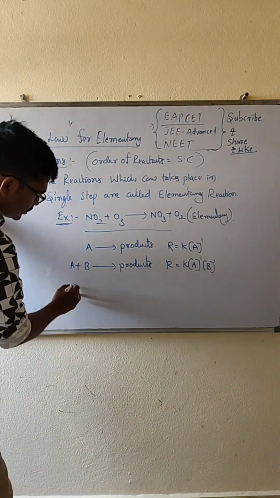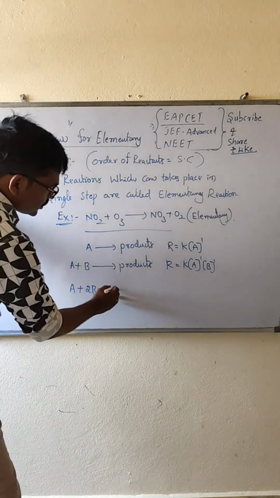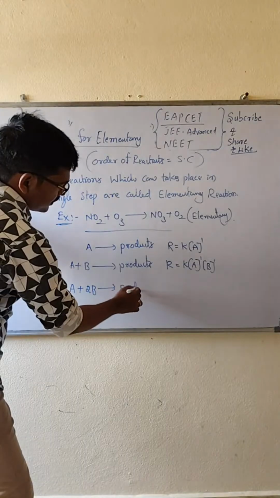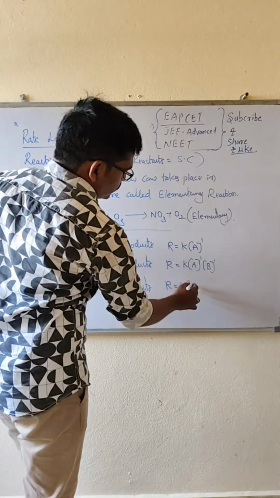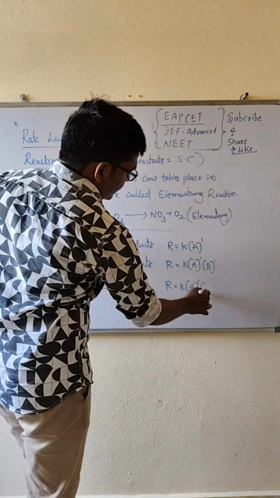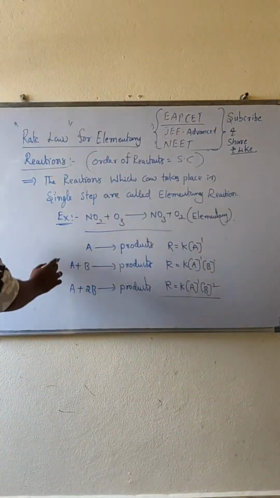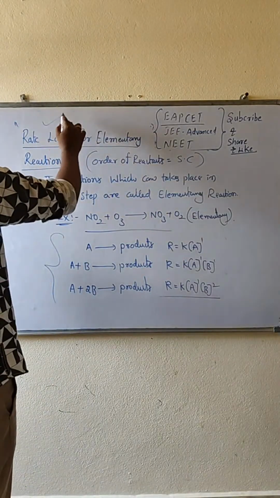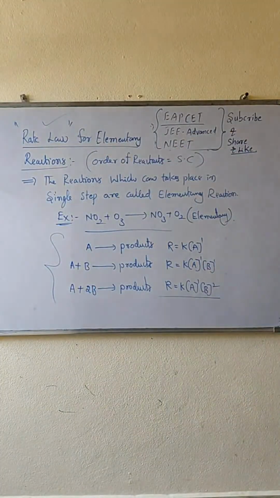Then next one, A plus 2B gives rise to products. Then R equals K into A to the power 1 then B to the power 2. See, look at, so these are all rate law expressions for elementary reactions. Clear, my dear students? Understand all of you, right?